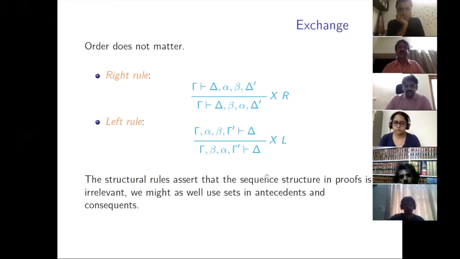So the structural rules assert that the sequence structure in proofs is irrelevant. We might as well use sets as antecedents and consequents. By the way, I never mentioned the term that gamma on the left hand side is usually called the antecedent, and delta on the right hand side is called the consequent.